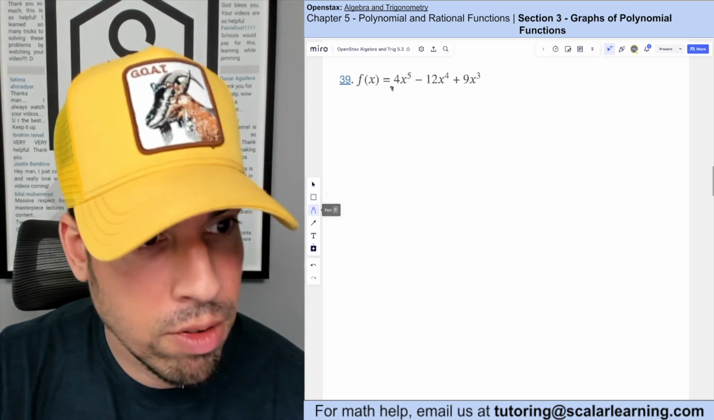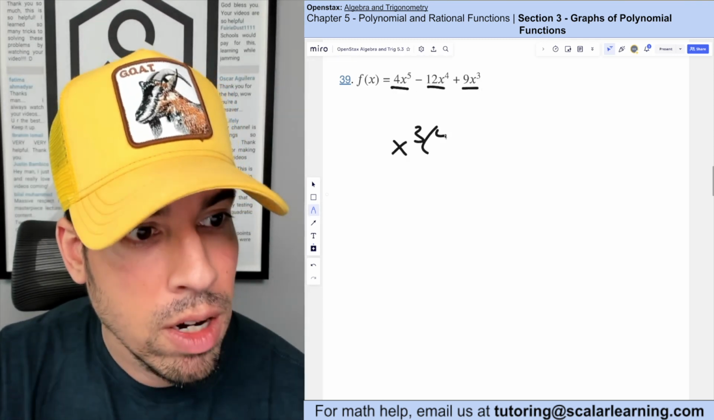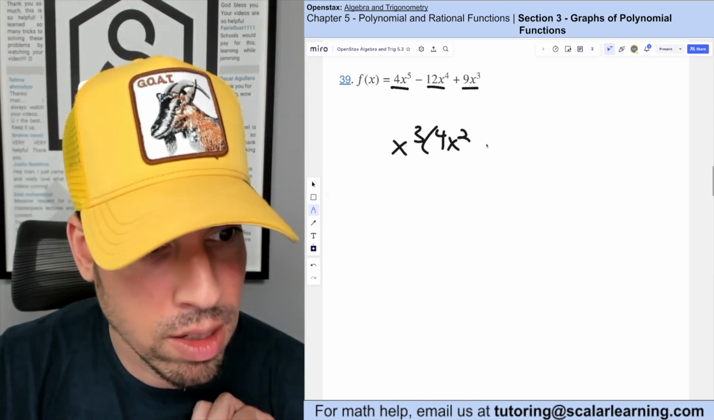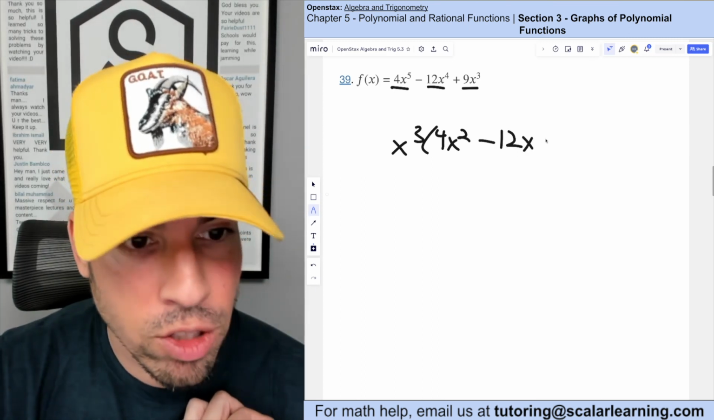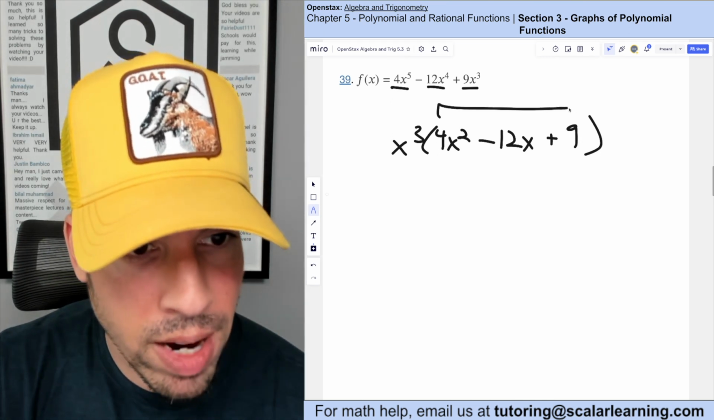Here we got a GCF of x to the 3rd power. It's common to all, so we're going to factor that out first. And then we have 4x squared, right? If you take an x to the 3rd out of x to the 5th, you have x squared left, minus 12x, because I'm pulling out an x cubed, and then plus a 9. Now we want to see if we can factor this guy.